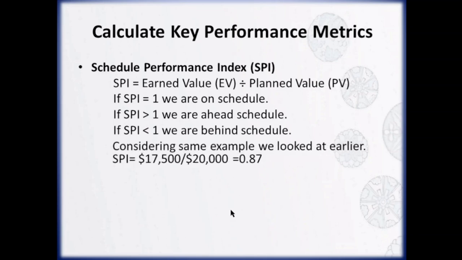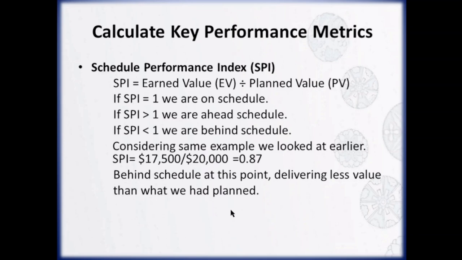Now let's go back to our earlier example. Earned value was $17,500 and planned value was $20,000. So SPI is calculated by dividing 17,500 by 20,000, which gives us 0.87. Since SPI is less than 1, it tells us the project is behind schedule. In simple terms, we haven't delivered as much value as we originally planned to by this point in the project.